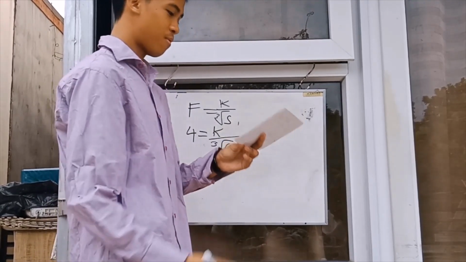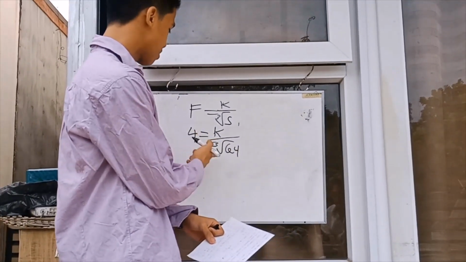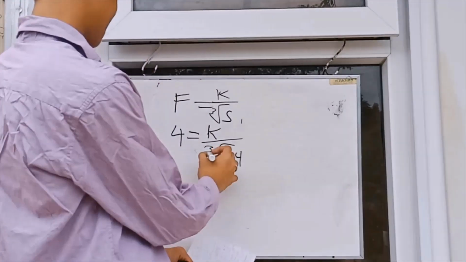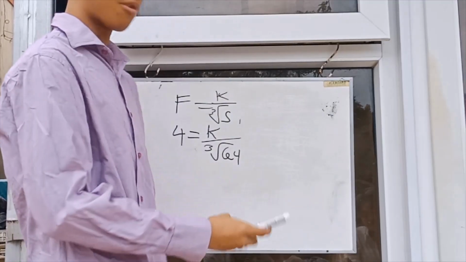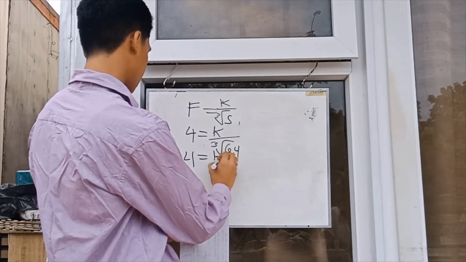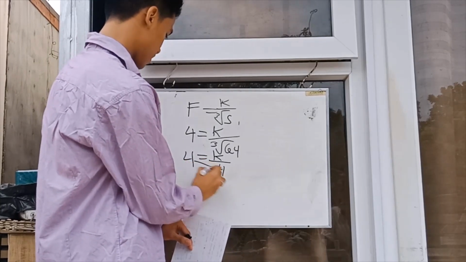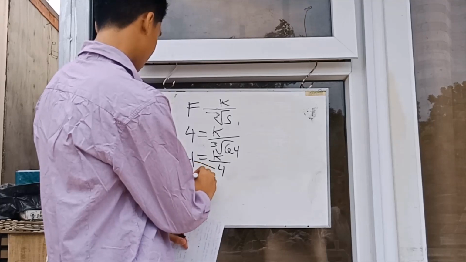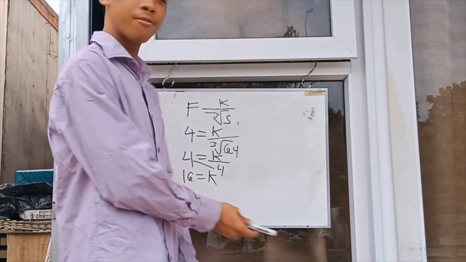So, first, solve this cube root before multiplying with the other value. The cube root of 64 is 4. Then multiply the two values. So, 4 times 4 is 16. So, we found the value of k.